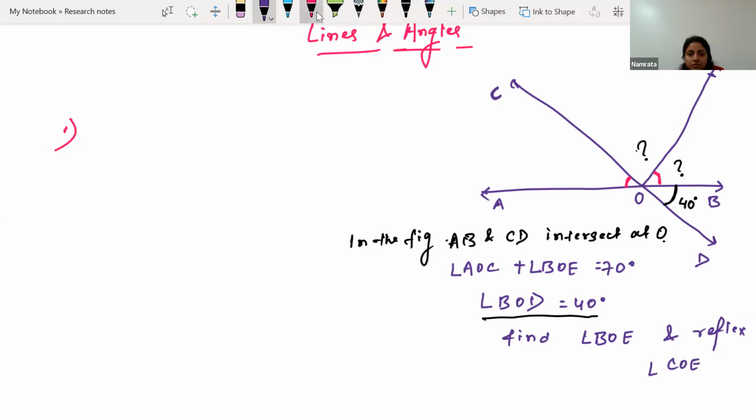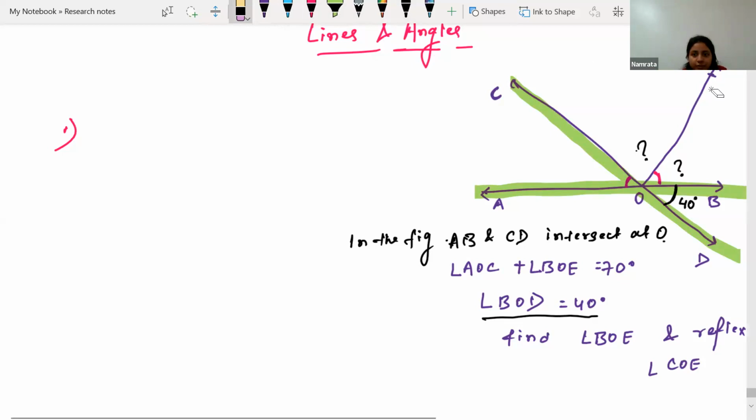focus on the question's wording. Here it says AB and CD intersect at O. That means AB and CD are intersecting each other at a point O. Forget about OE for a while. So AOC will be 40 because they're vertically opposite. Got it? Yes, ma'am.